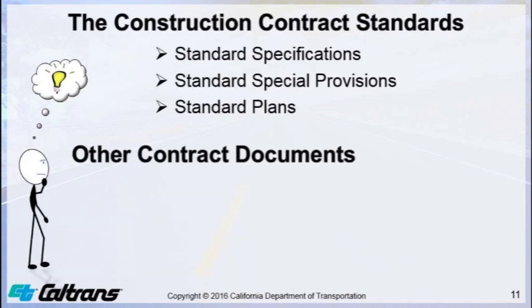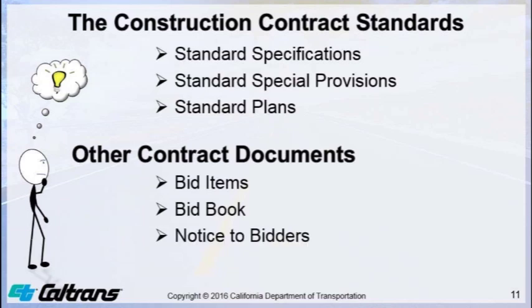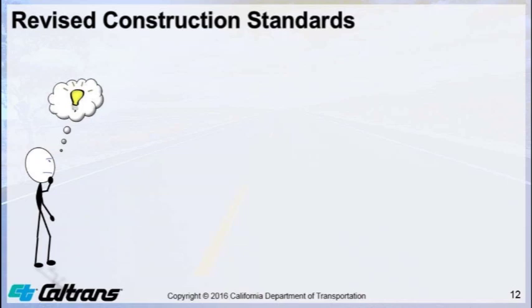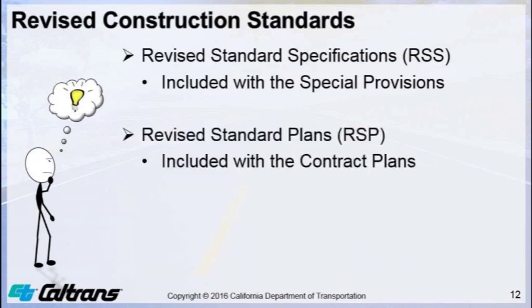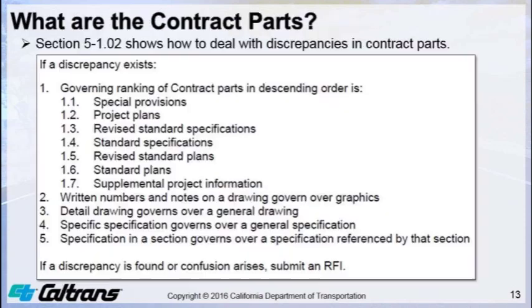There are three other contract standard documents, namely bid items, the bid book, and the notice to bidders and special provisions. The presentation will also include a discussion of the documents that revise the standards. They are revised standard specifications, which are included in the notice to bidders and special provisions book, and revised standard plans, which are included in the contract plans.